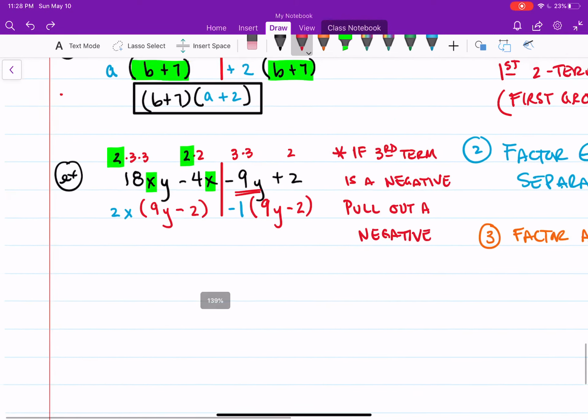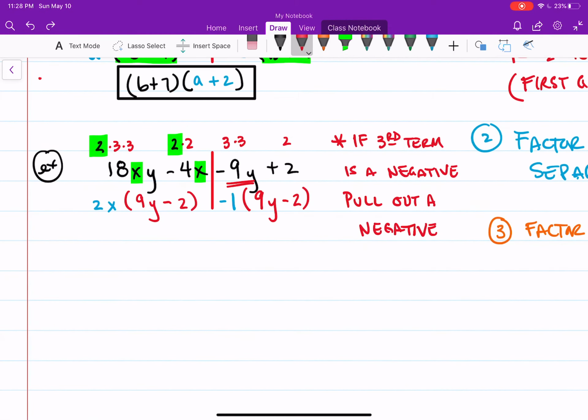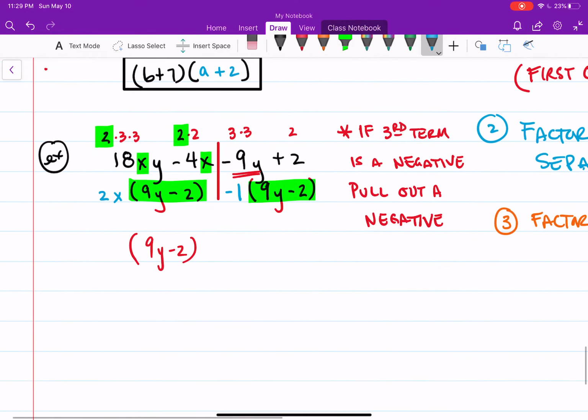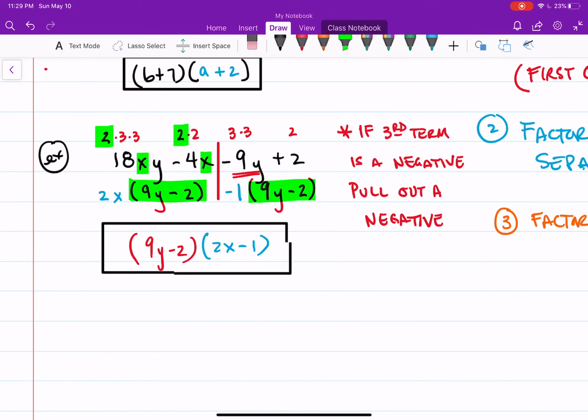So third step is to factor as a whole. So I'm going to factor as a whole. What's in common? So 9y minus 2 is in common. And what is left? The 2x minus 1. So that is my answer right there.